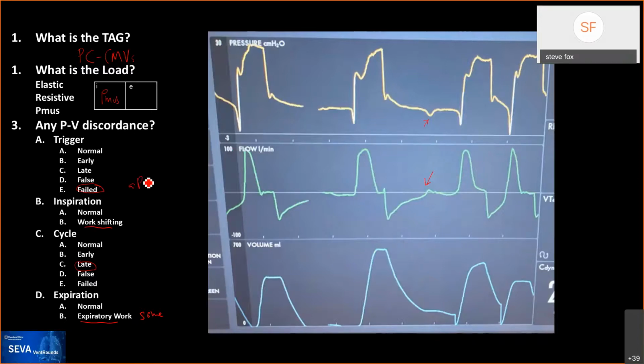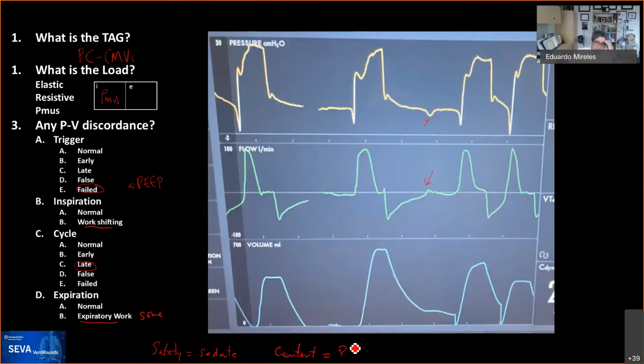I think it depends. If the goal was safety, I would sedate the patient more. If the goal was comfort, I might try something that's more comfortable, like a spontaneous mode of ventilation. Okay. What mode would you choose? I guess what I normally do is just try starting with pressure support, so PC, CSV, and then see how the patient does. Very good.